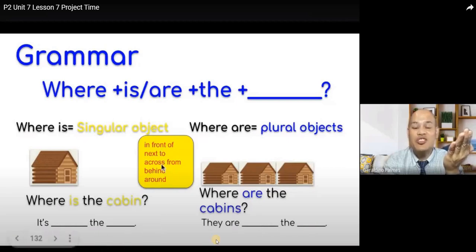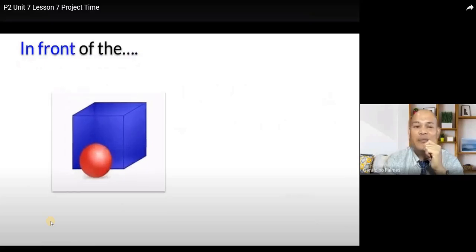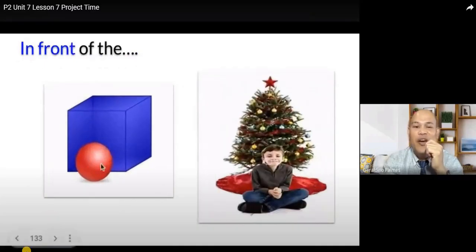And then the prepositions right here, and then the place. So please remember that. Now I'll ask you, where is the ball? It's in front of the box. Where is the boy? It's in front of the Christmas tree.